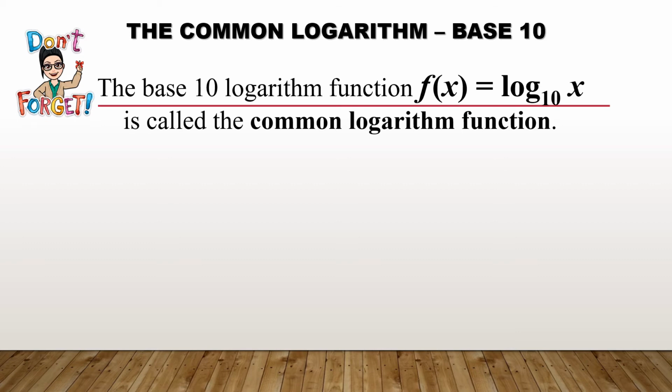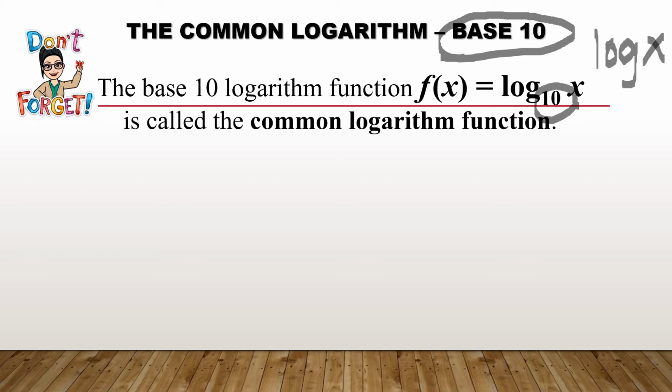Let's have common logarithm here. The common logarithm is called base 10. This is the usual logarithm that we always use, and the default in the calculator is always base 10. The base 10 logarithm function f of x is equal to log of x to base 10. With or without 10 here, when you see log of x and there's no number or no subscript, it is understood that this is in base 10, logarithm of x to base 10.